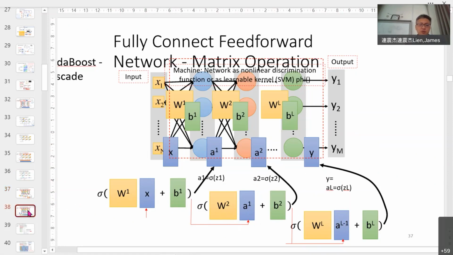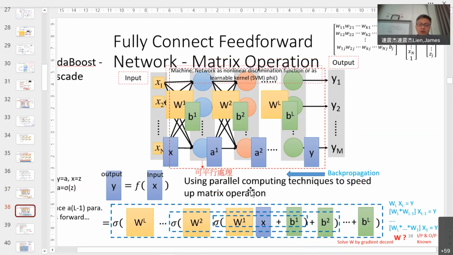So don't do it this way. We'll try to reorganize it to be this one. In the beginning, you have an input X here, and W1 and B1 are unknown, to be trained. This output will be the input for W2. So W2 takes input here, and this output will be the input for the next layer. So it's one including the other.